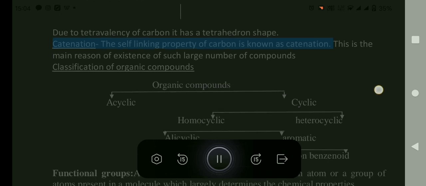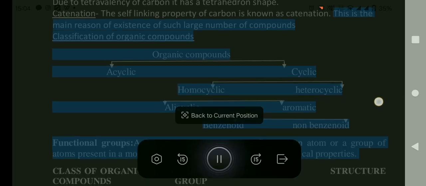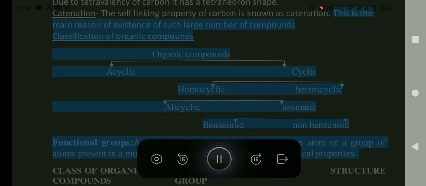Catenation. The self-linking property of carbon is known as catenation. This is the main reason for the existence of such a large number of compounds. Classification of organic compounds: acyclic, cyclic, homocyclic, heterocyclic, alicyclic, aromatic, benzenoid, non-benzenoid.